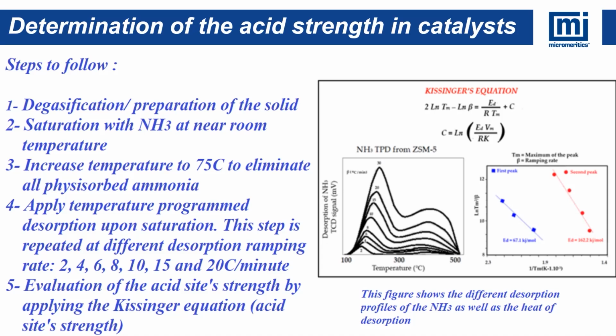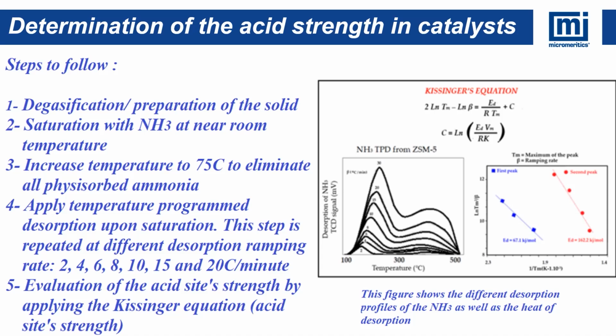Then we apply the temperature programmed desorption, raising the temperature up to 500-600 degrees C. In this case, we repeat the steps several times. We saturate the sample near room temperature and we desorb it at different ramping rates: 2, 4, 6, 8, 10, 15, and 20 degrees per minute. Why do we do this? As we can see on the right side, the curves at different ramping rates show a shift in the maximum. If we apply the Kissinger equation, we can determine the adsorption or desorption energy of ammonia, which is related to the acid strength of our support.